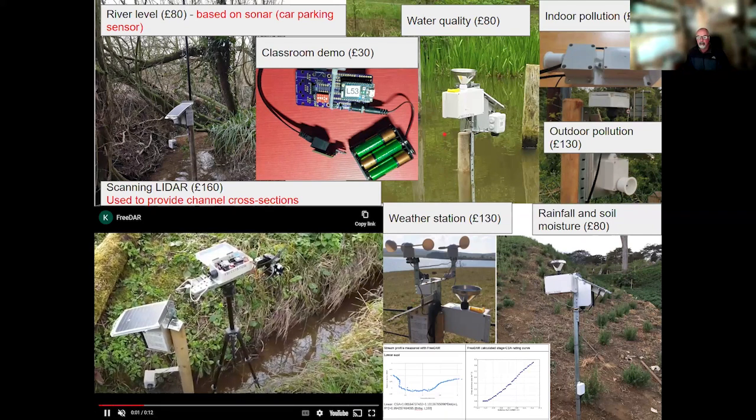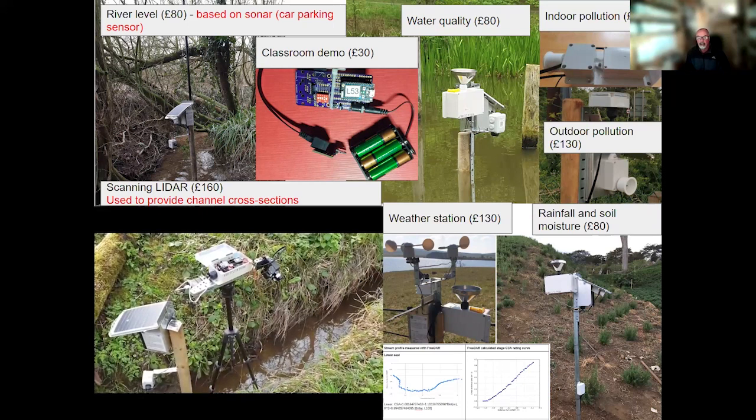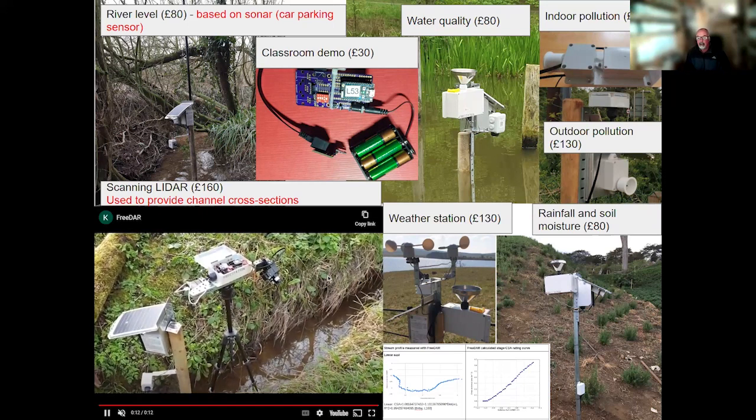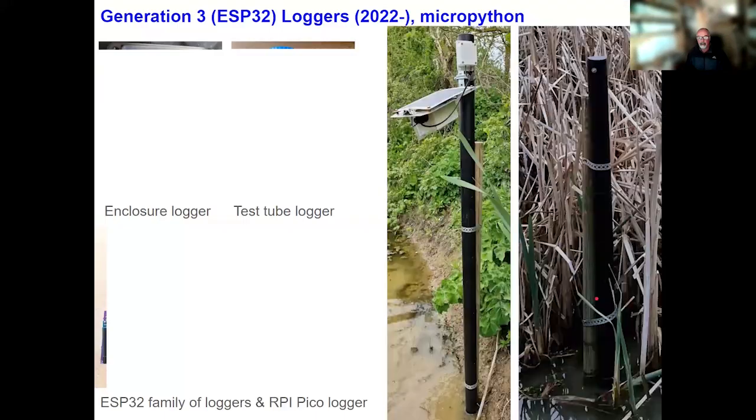So, for example, this one here is a LiDAR that we use to generate profiles of rivers, channels, and ditches. Again, based on the same low-cost processing. Stage sensors, a classroom demonstration sensor, water quality and rainfall, air pollution, weather, and all sorts of other things.